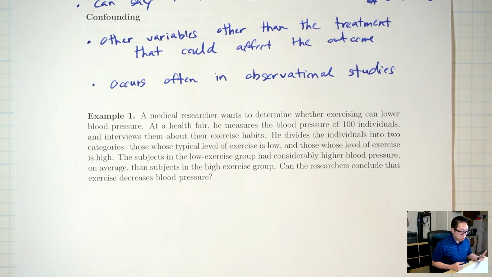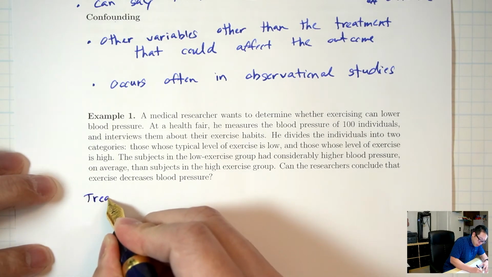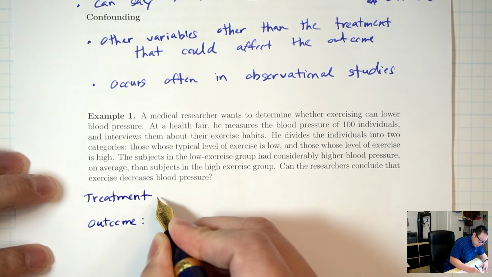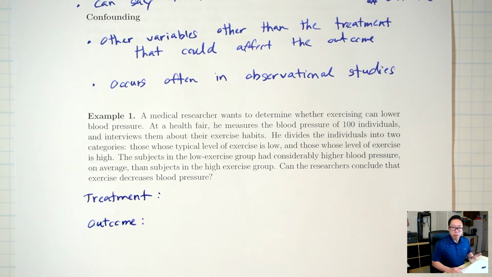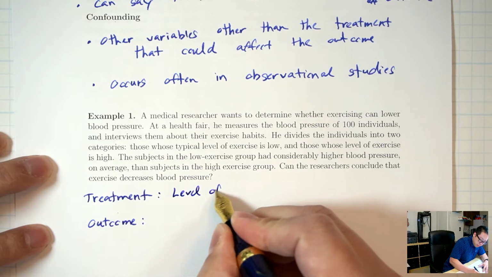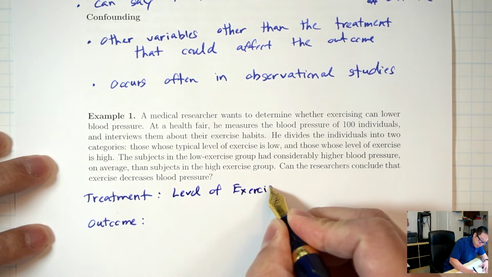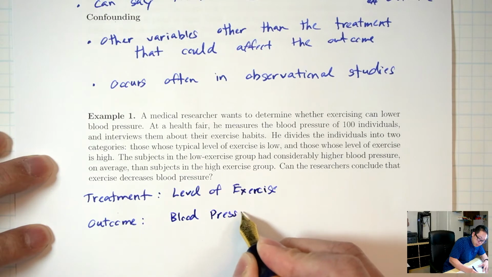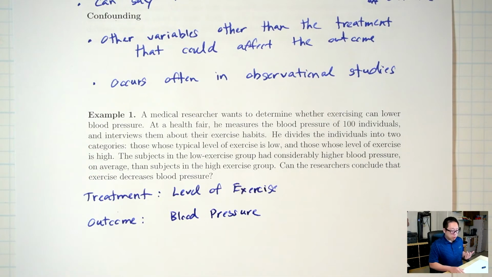So first of all, let's talk about what the treatment and the outcome variables are. So what question are these researchers trying to answer? Does blank affect blank? Does exercising lower blood pressure, right? So does the level of exercise affect blood pressure? And the first thing we need to talk about is this an experiment or is this an observational study?